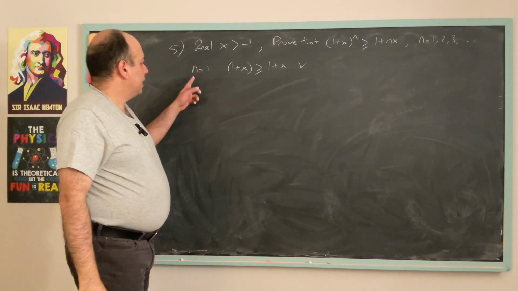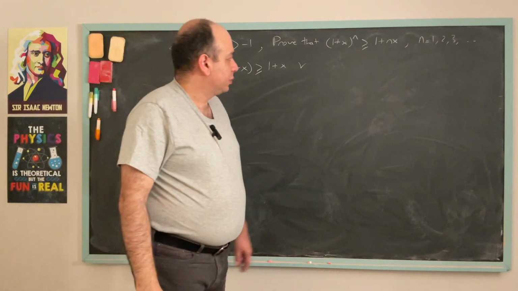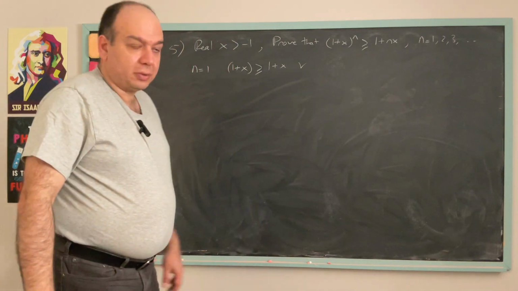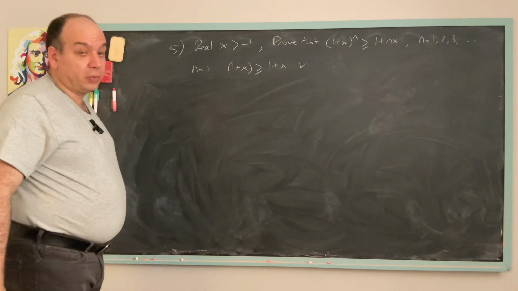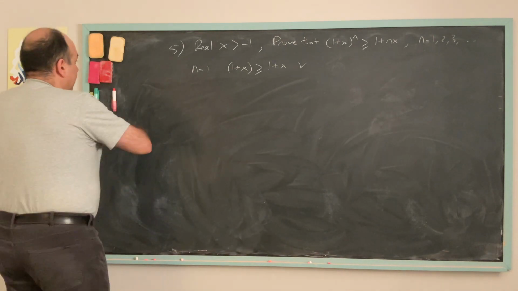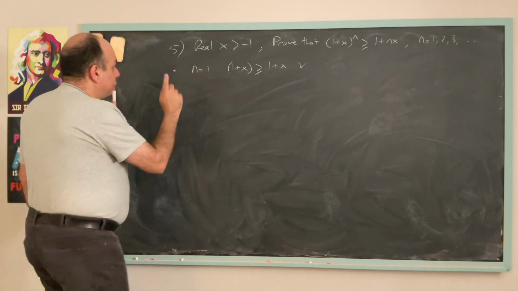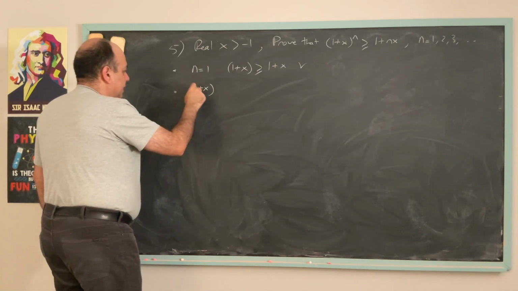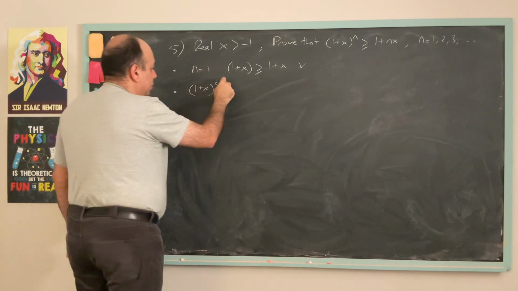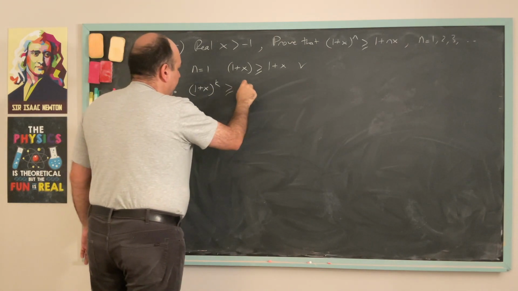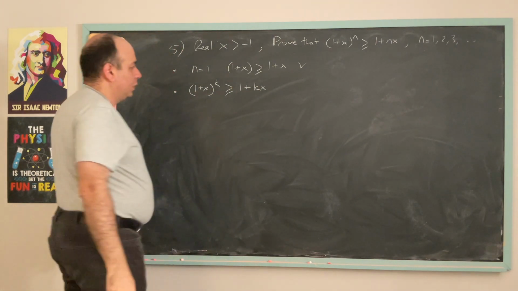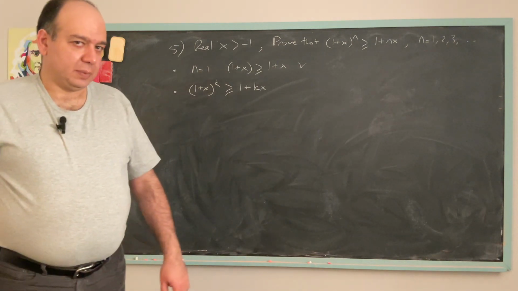So it holds true, right? So when you check n is equal to 2, it will also be true. n is equal to 3, it will also be true. But we want to prove it, right, for any n. So this is our base case. So we will assume that (1 plus x) to the k is also larger than or equal to 1 plus kx. Okay? So this is our assumption.